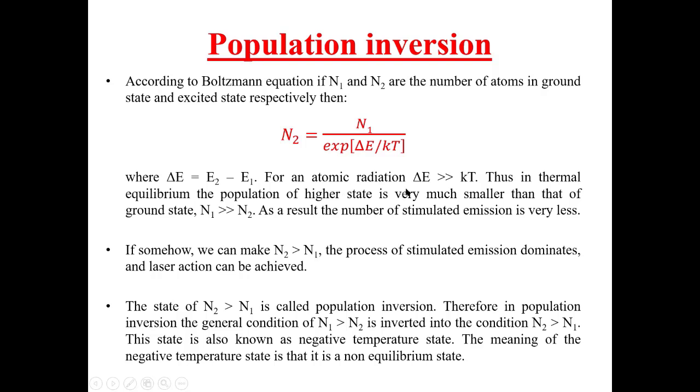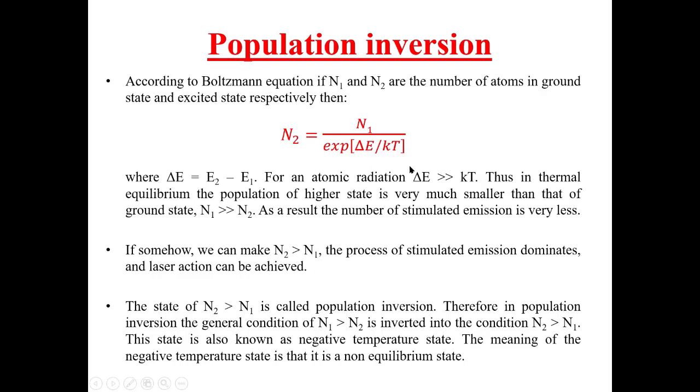Furthermore, for an atomic radiation, delta E is very much greater than kT, where k is the Boltzmann constant and T is the absolute temperature. Thus, in thermal equilibrium, the population of the higher energy state is very much smaller than that of the ground state. As a result, the number of stimulated emissions is very small, because to have stimulated emission, the electron has to be in the excited energy state. But if somehow we can make N2 greater than N1, the process of stimulated emission dominates over spontaneous emission and laser action can be achieved.